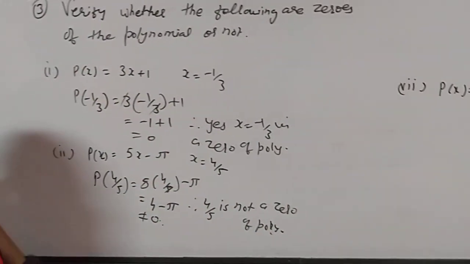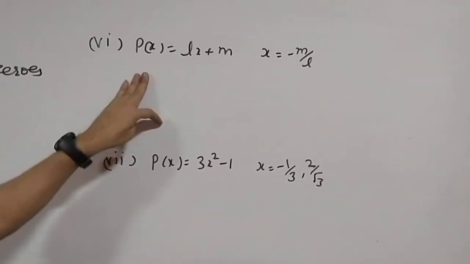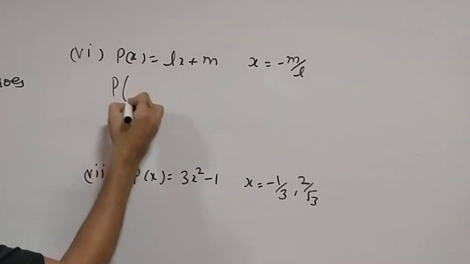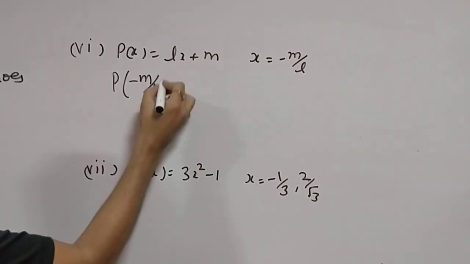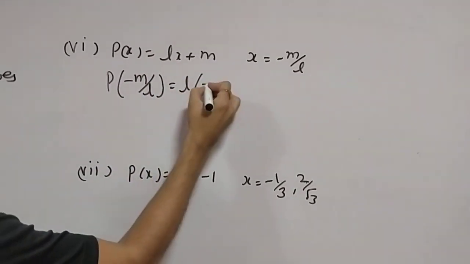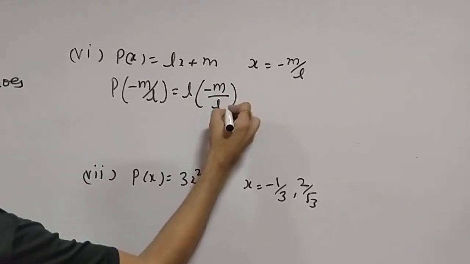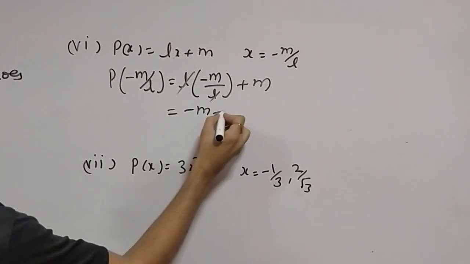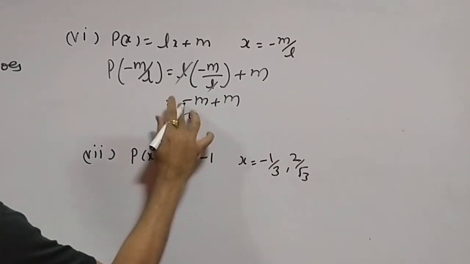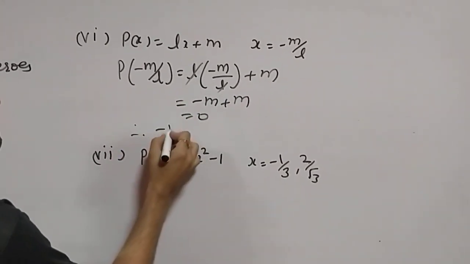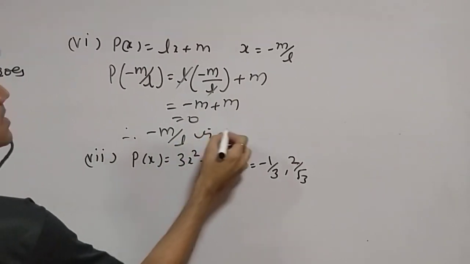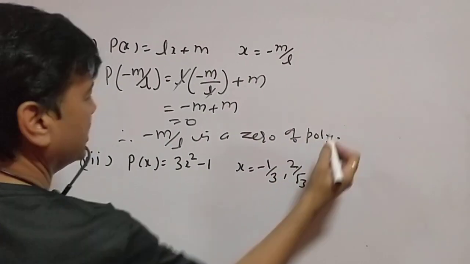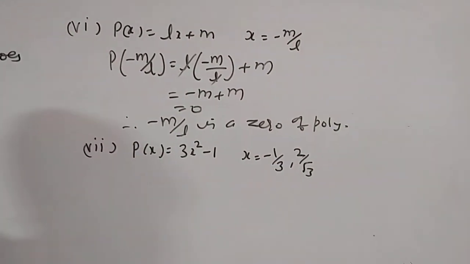Now here, in place of x, write minus m by l. P of minus m by l, l cut, minus m plus m is 0. Therefore, minus m by l is a zero of the polynomial.